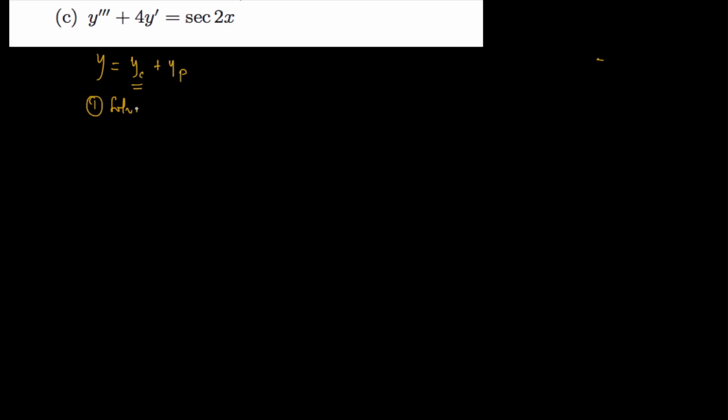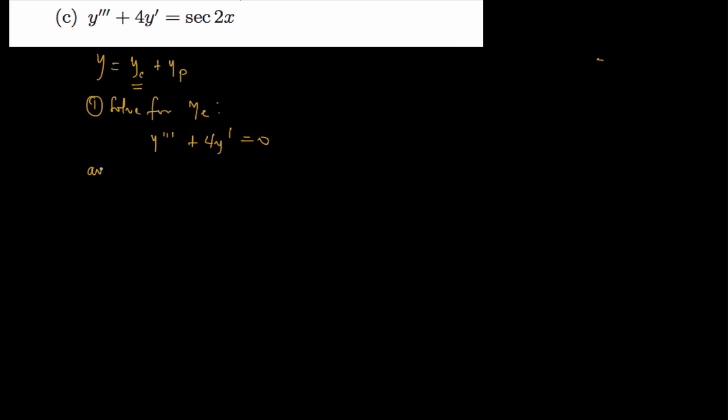So the first step, you solve for yc. So yc is the associated homogeneous. I'm mentioning the associated homogeneous just for emphasis and for it to register in the memory. That's why I've been saying it over and over again. So the associated homogeneous differential equation is y triple prime plus 4y prime equals 0.